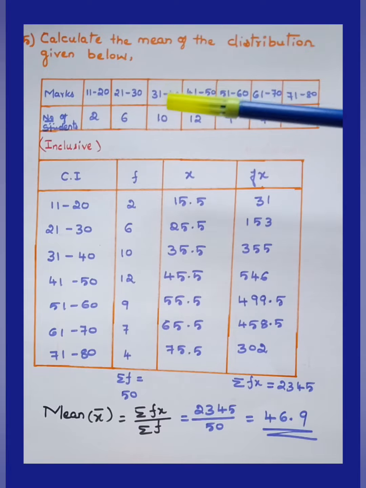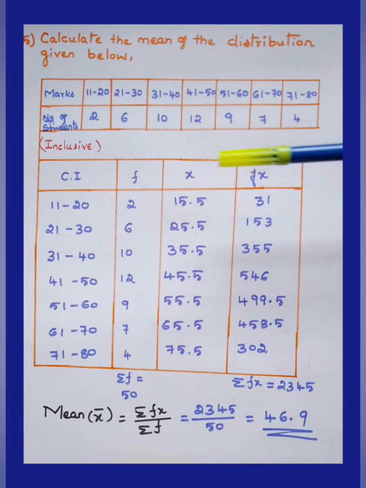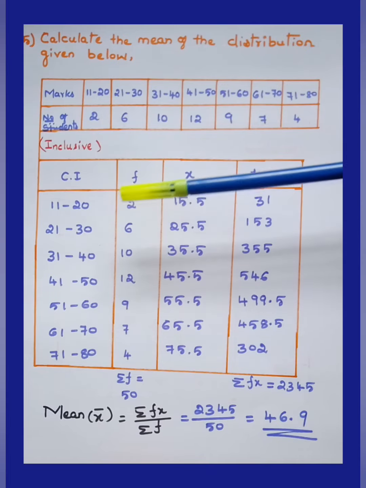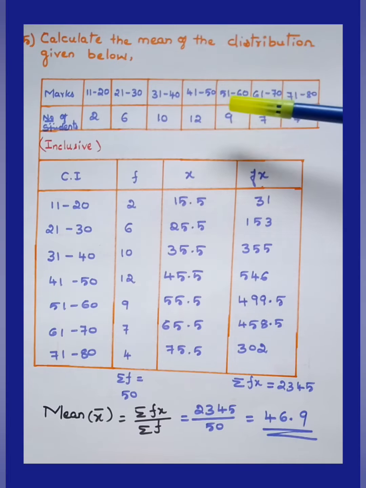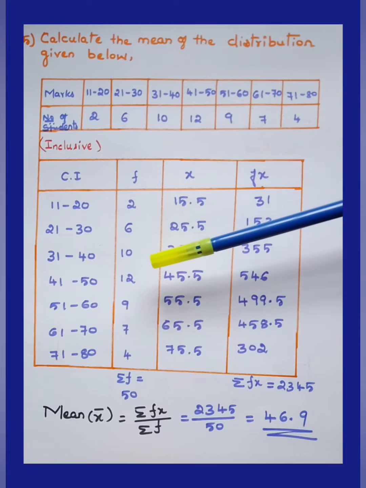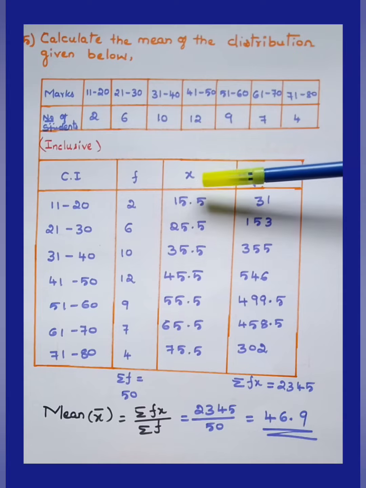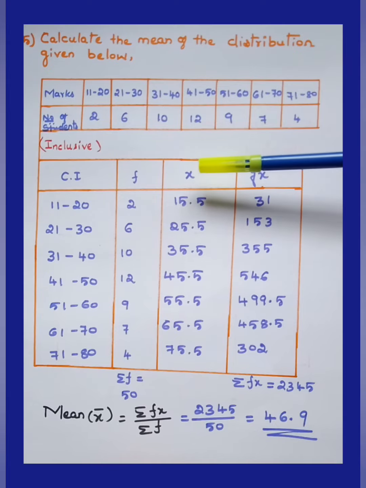Whether it is exclusive or inclusive, the method is the same. Just be careful while writing the class interval and frequency while copying down. The respective numbers only you have to write below, and then the x value, which is nothing but the mean value. I have not written it here, it's understood. Even if you mention it, that is well and good.